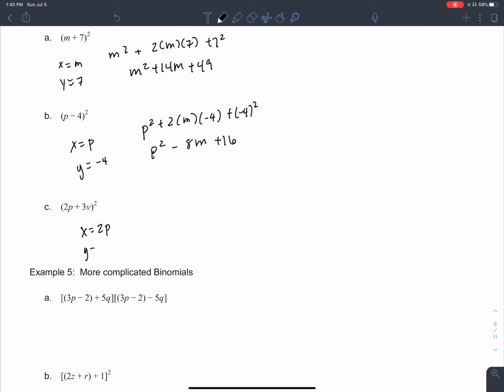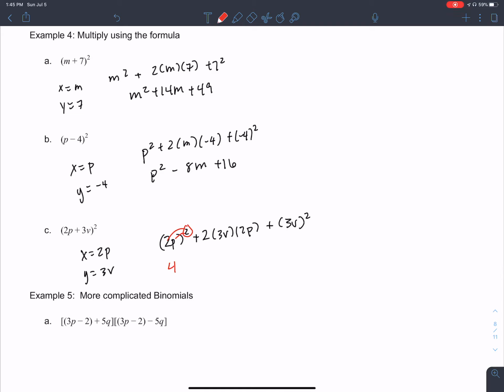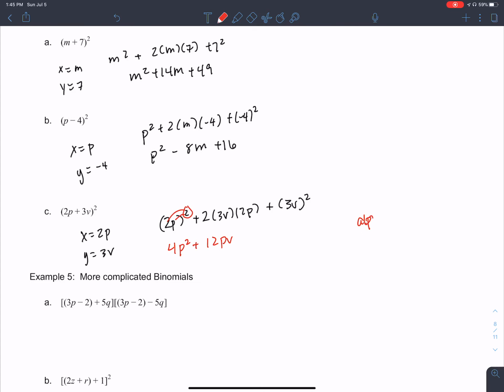Okay, so I don't care how you memorize it. x is 2p, y is 3b. Okay, so here we go. (2p) squared plus 2 times 3b times 2p plus (3b) squared. Okay, so be careful. Remember when we have this squared, we have to give it to both the 2 and the p. So we get 4p squared plus 12pb. We usually put them in alphabetical order. Okay, so remember that. All right, and then plus 9b squared.